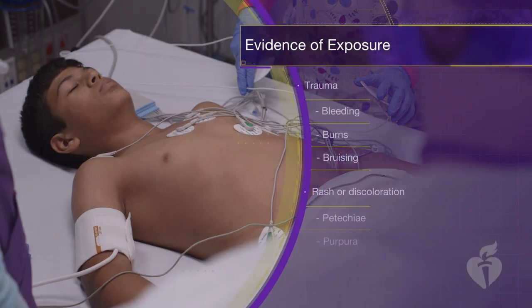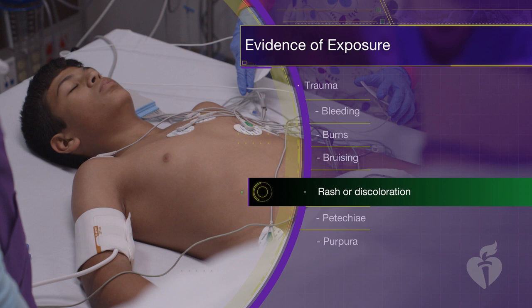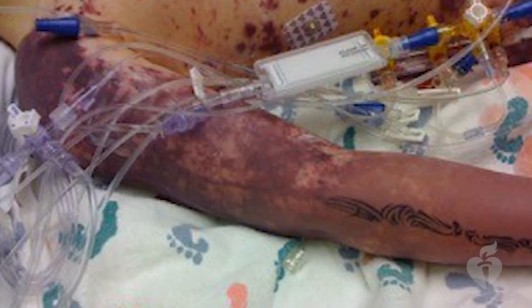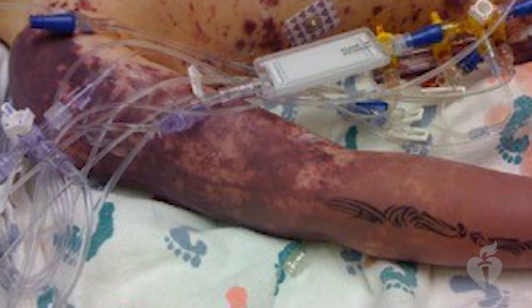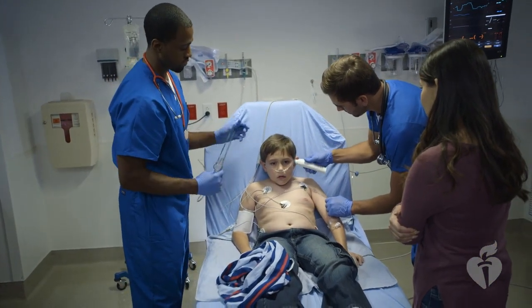You should look for evidence of trauma, such as bleeding, burns, bruising, or other types of injuries. Also, look for the presence of any type of discoloration or rash, such as petechiae or purpura, which are non-blanching purple discolorations in the skin caused by bleeding from capillaries and small vessels. Check the child's temperature. Note if the temperature is normal, high, or low. Although infections are usually associated with fever, serious infections, especially in infants and immunocompromised children, may cause hypothermia.